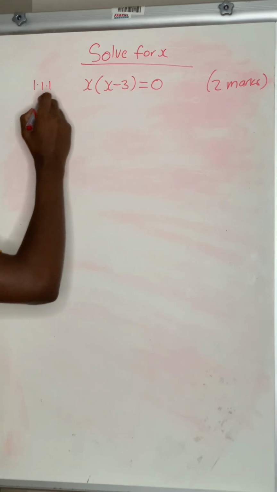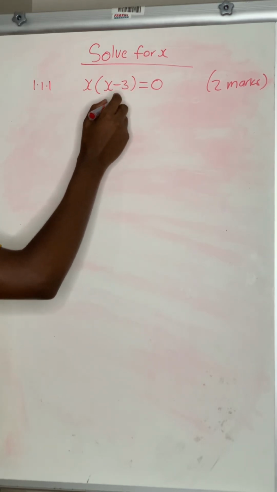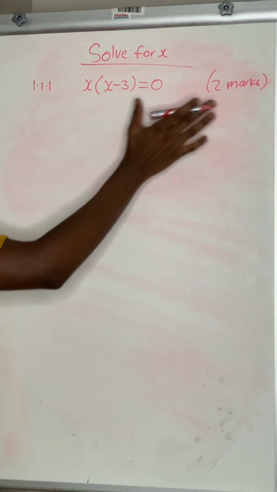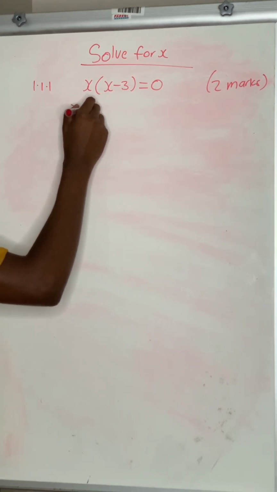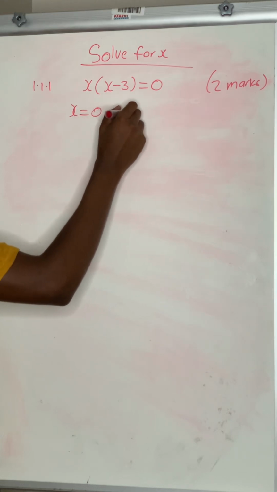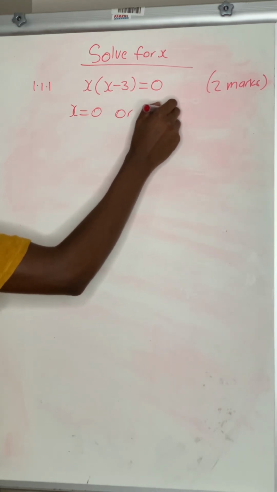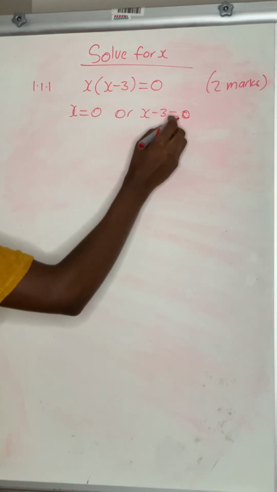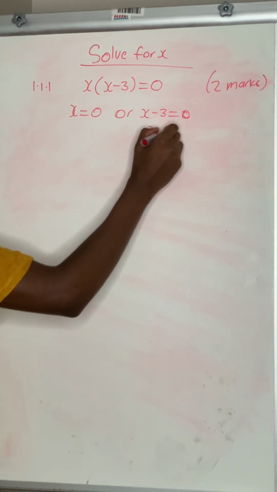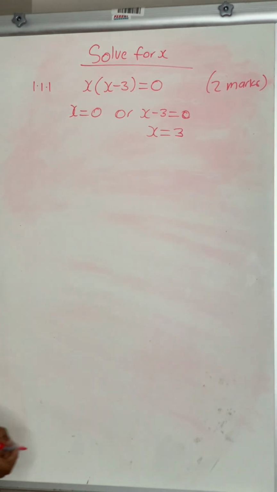Solving for x, question 1.1.1: x into x minus 3 is equal to 0, for 2 marks. So this is an easy 2 marks. We're basically going to equate each term to 0. So it's x is equal to 0 or x minus 3 is equal to 0. We've solved this part, and let's solve the second part. So it's going to be x is equal to 3.